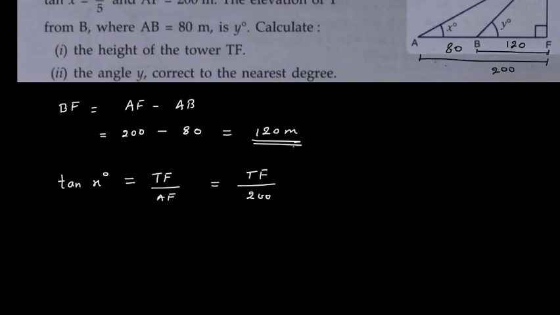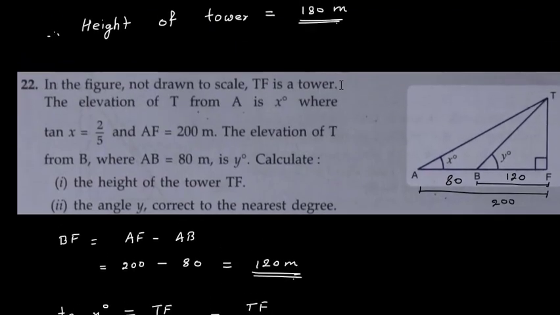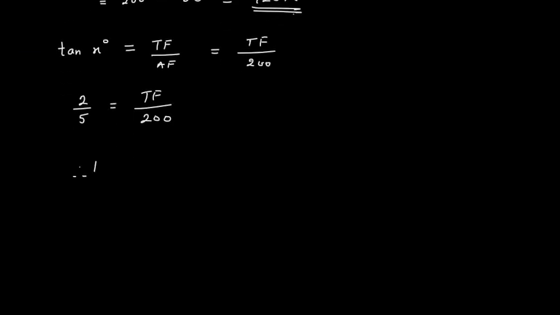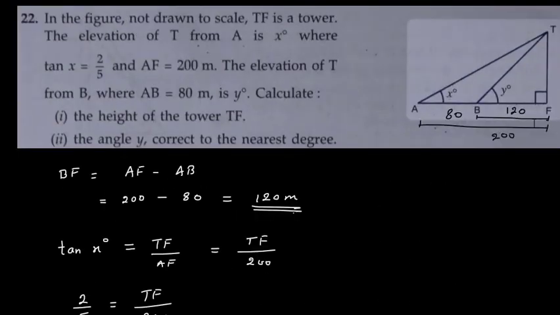In the figure, TF is the tower, and tan x is given. Tan x is 2 divided by 5, so I can write tan x as 2 divided by 5. So this is TF divided by 200. Then TF is 2 divided by 5 multiplied by 200, which is 2 into 40, which is 80. So TF is 80 meters. I got the TF.